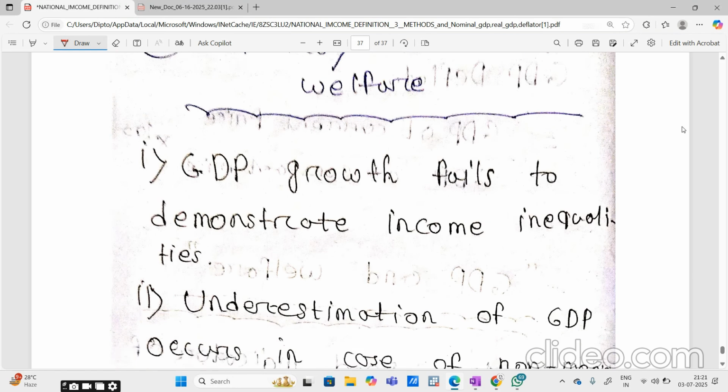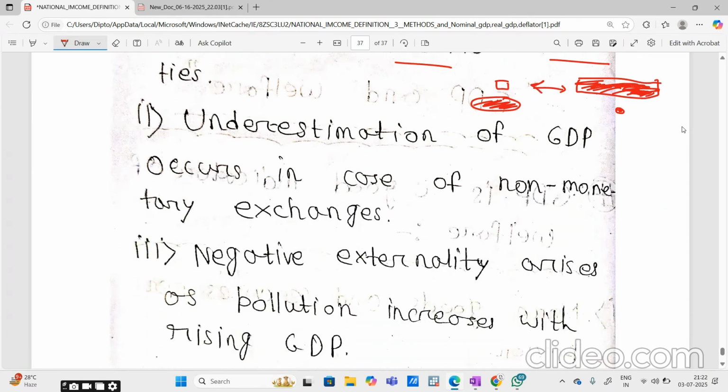Okay, so income inequality. Income inequality means some people are getting very high income and most of the people are getting very low income. Mukesh Ambani, Adani, all those people are getting a very high income, and most of the people living in slums, middle class families, higher middle class or lower class families are basically getting a very little income. So this income inequality can't be shown by GDP. So GDP cannot tell us about the welfare.